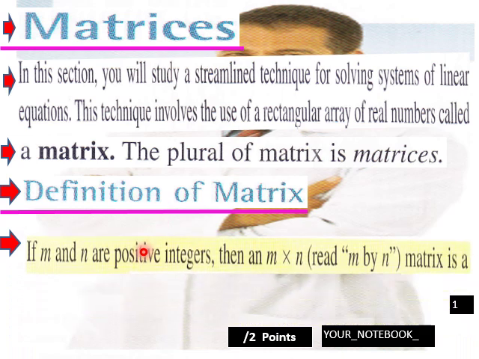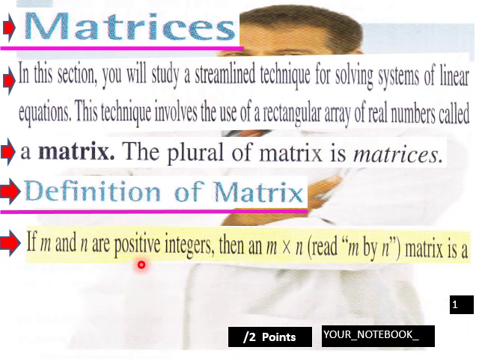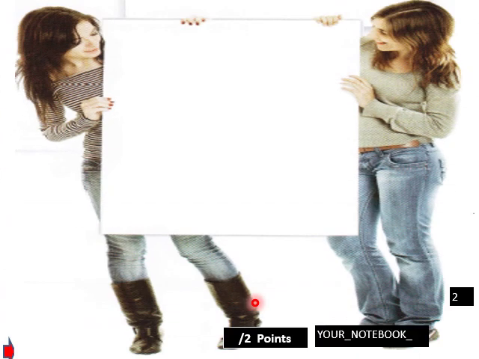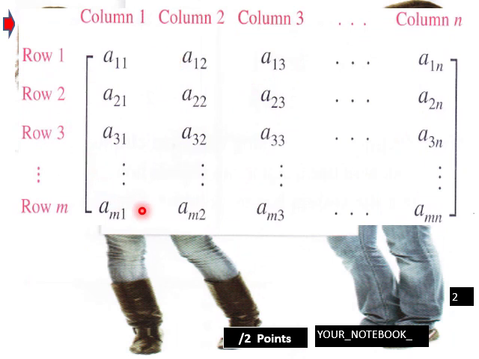A definition of a matrix: if m and n are positive integers, then an m times n, or read m by n, matrix is a rectangular array. So what does that have to do with it? Here is a rectangular array: column 1, column 2, column 3, column n, and rows 1, 2, 3, then row m. This is where we get our m times n.